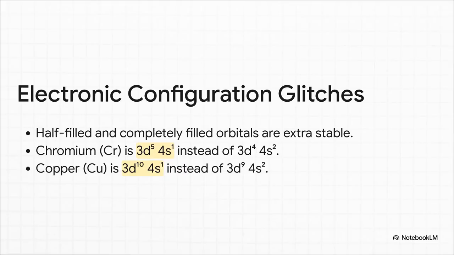And just when you think you've got the rules down, things get a little weird. See, nature loves stability. And it turns out that having a d orbital that's exactly half full or completely full is a super stable state of being. So stable, in fact, that elements like chromium and copper will do something sneaky. They'll actually poach an electron from their outer s orbital just to get to that stable state. It's like they're bending the rules of physics for a better energy deal.